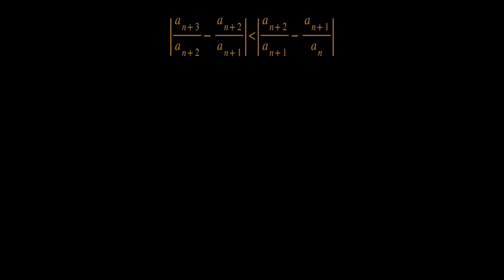Well, the absolute value of a sub n plus 3 over a sub n plus 2 minus a sub n plus 2 over a sub n plus 1 is smaller than the absolute value of a sub n plus 2 over a sub n plus 1 minus a sub n plus 1 over a sub n. Well, we know that a sub n plus 1 over a sub n is c, and we have our recursive formula telling us that a sub n plus 2 is equal to a sub n plus 1 plus a sub n.